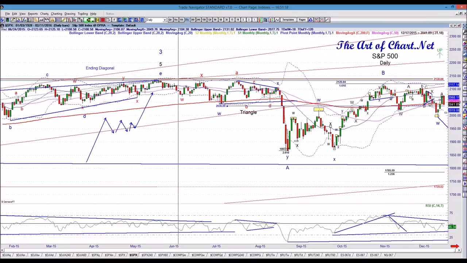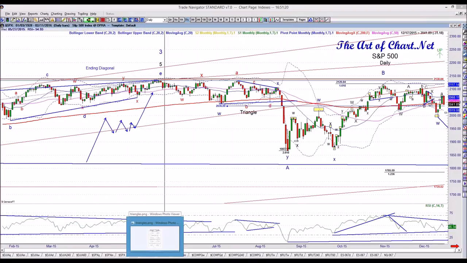The other thing that sometimes helps, but I wouldn't use this as a rule, is to look at the symmetry of a triangle. Here you can see the symmetry of this triangle. It's basically a wedge with a flat top, and these triangles tend to break to the upside. These descending wedges tend to break to the downside. Sometimes they're just symmetrical. Most of the ones we've looked at today are symmetrical.